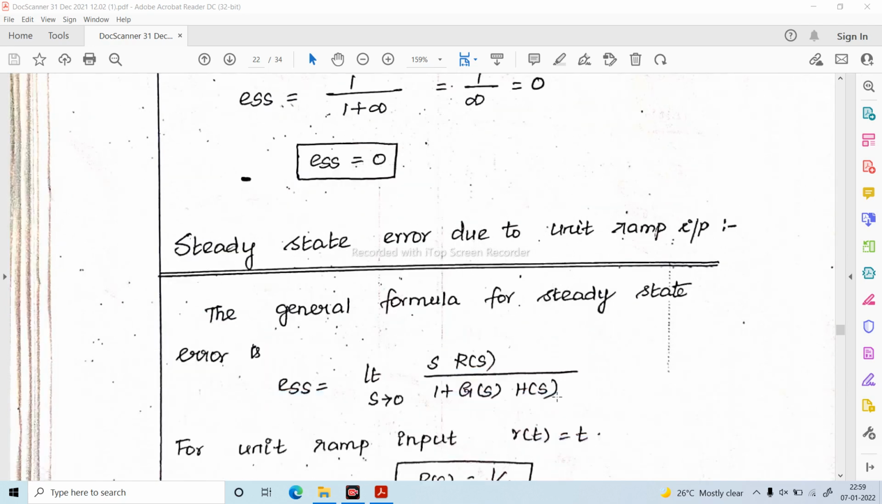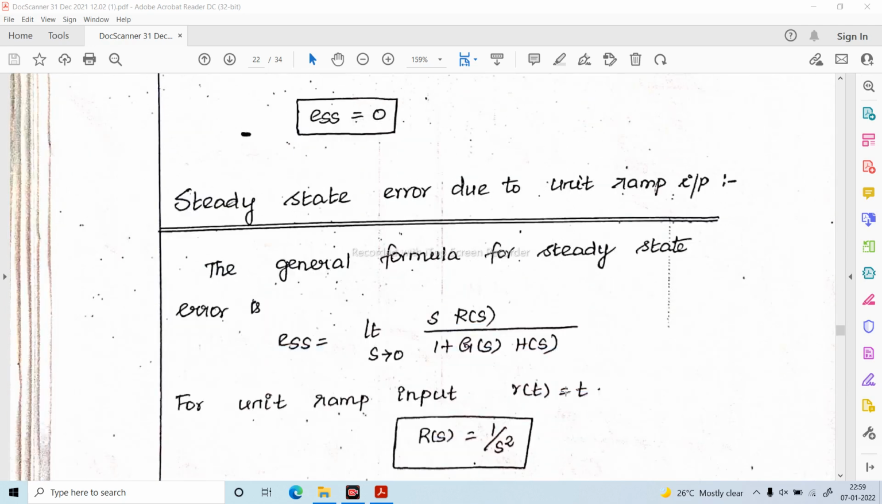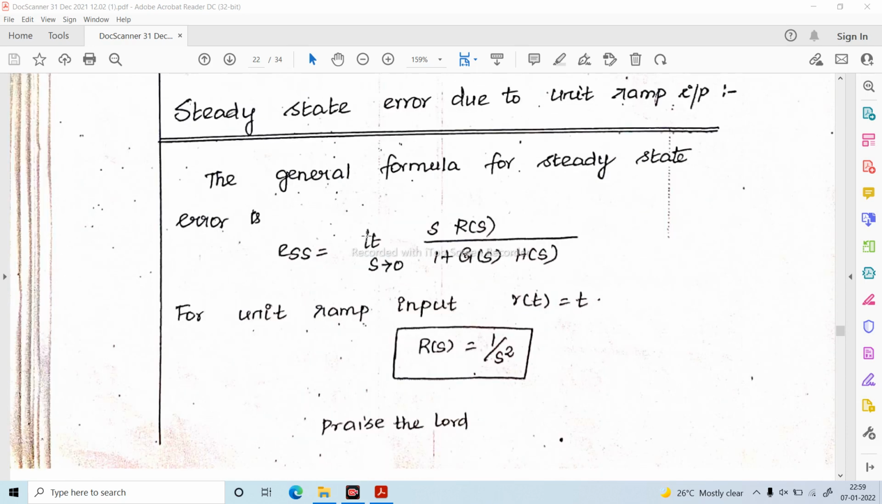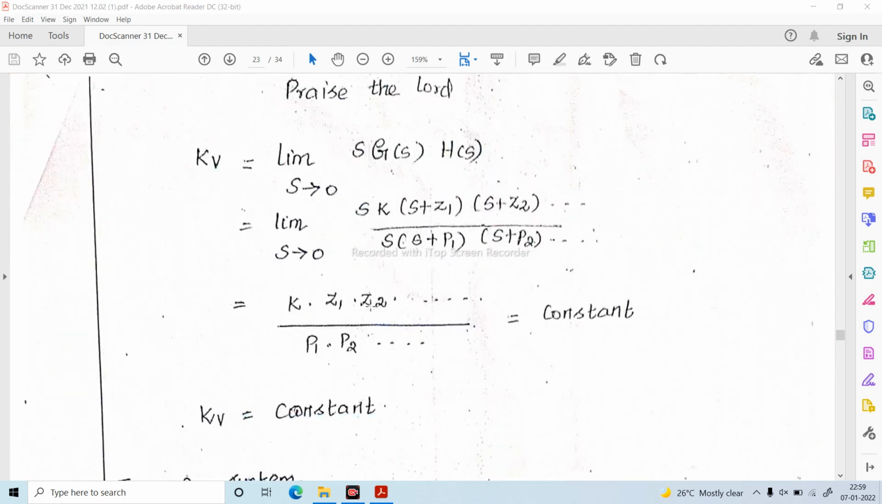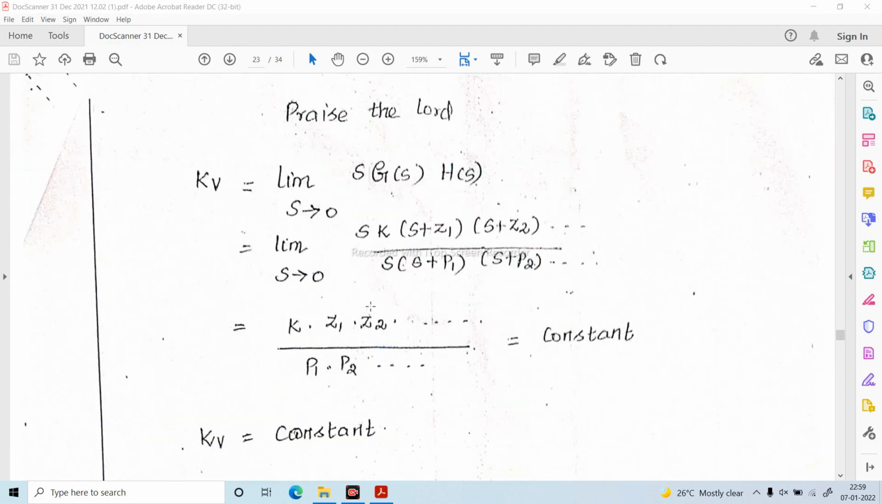And next, I am going to explain the steady state error due to unit ramp input. This is the general formula for the steady state error: limit S tends to 0, S into R of S divided by 1 plus G of S into H of S. For a unit ramp input, r of t is equal to t. So R of S is equal to 1 by S square. You directly have to apply the value. So how I can write this?